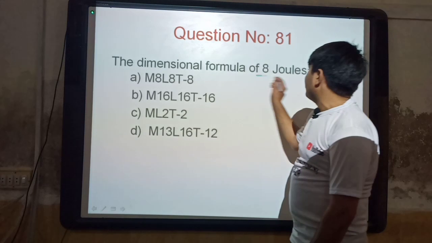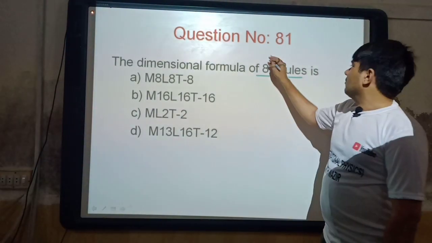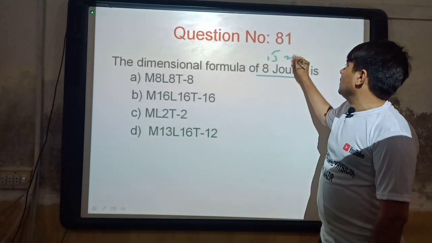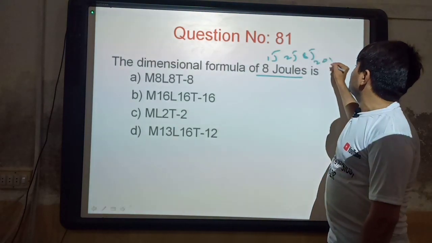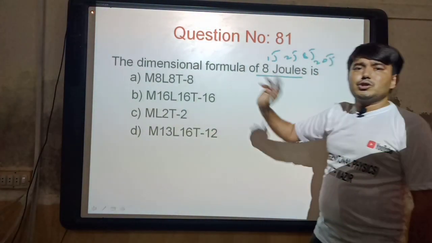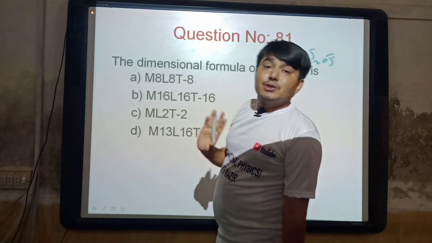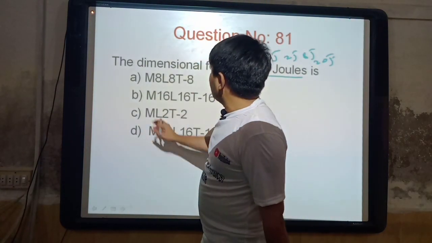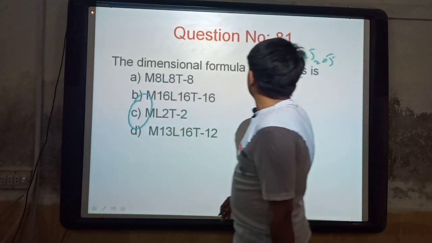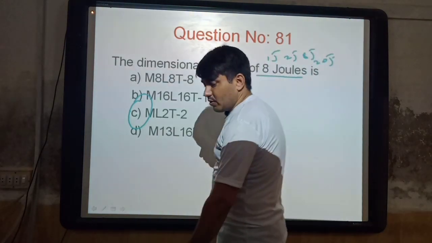The dimension formula for a joule. 1 joule, 2 joule, 8 joule, 20 joule, many joule, we don't know. The dimension of a joule is the same: ML^2 T^-2.